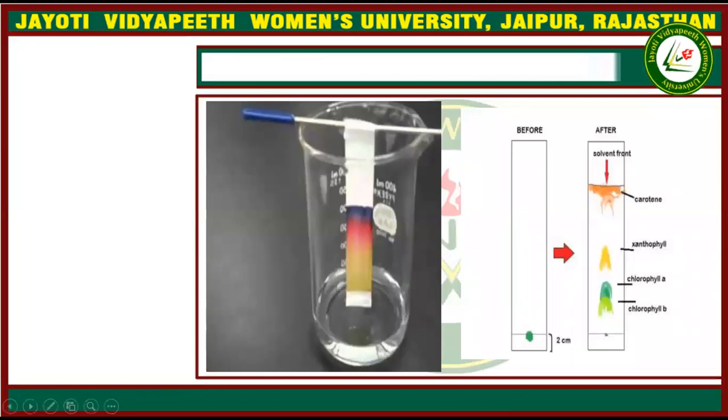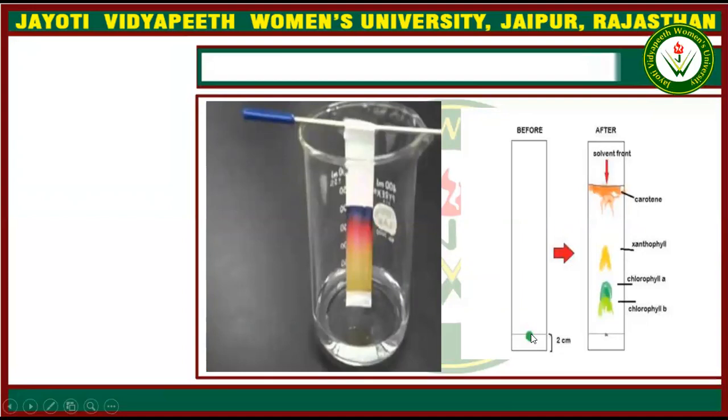This is the diagram of paper chromatography in a beaker. This is the stationary phase, the paper, in which our sample was loaded. And this is the mobile phase, which moves the sample in the upright position.